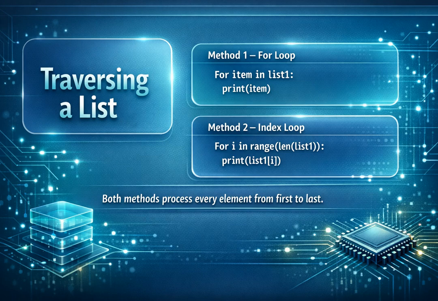Traversing a list means visiting each element one by one. The simplest way is a for loop that iterates directly over the list. Alternatively, you can loop using range and the length of the list to access elements by index, which is useful when you need to know the position.